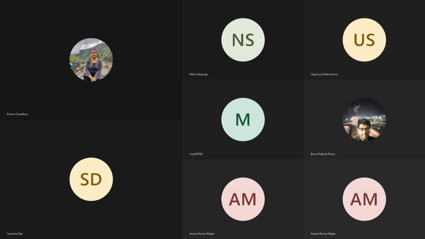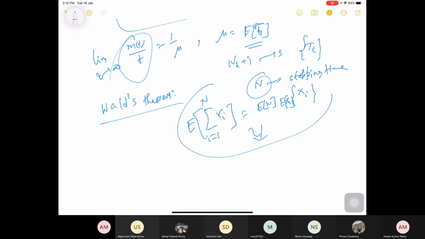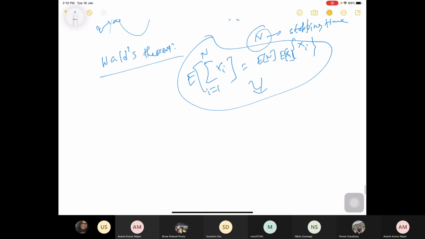So this part. I have assumed this Wald theorem, and then I have proved the elementary renewal theorem. So here first we put the Wald theorem. The statement of the Wald theorem is clear: N is a stopping time with respect to Xi. Then the expectation of the summation i equal to 1 to N of Xi is the same as the expectation of N times the expectation of X1.